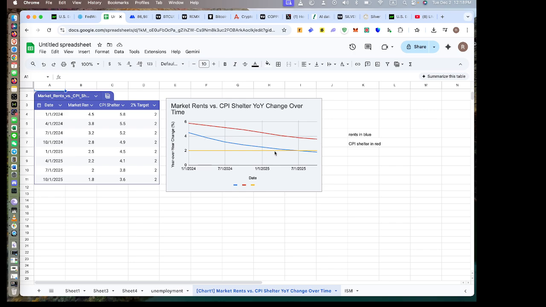So actual rents are at the 2% target, but the CPI shelter read, which includes not just rents but other things, is coming down at a near 1-to-1 correlation. So we can project out into the future and say rents or CPI will be at that target rate, all things equal, okay? All things considering. And the reason why rents are coming down is because rates are so high.